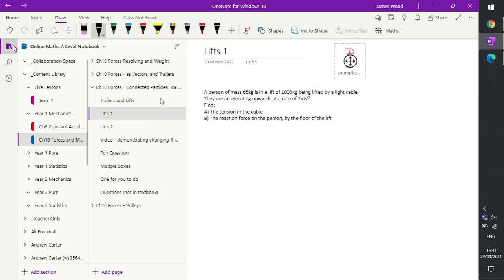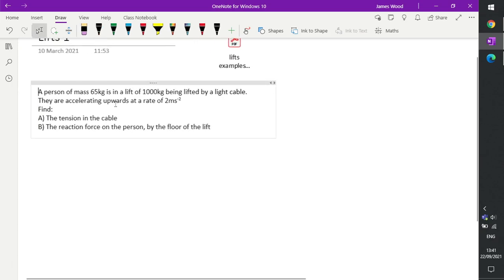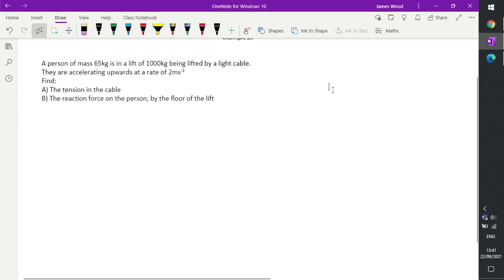Okay, here's my first example I want to look at. A person of mass 65 kilograms is in a lift of 1,000 kilograms, being lifted by a light cable. They are accelerating upwards at a rate of 2 meters per second squared. And we've got to find the tension in the cable and the reaction force on the person by the floor of the lift. So let's just draw a picture to show you that first of all.